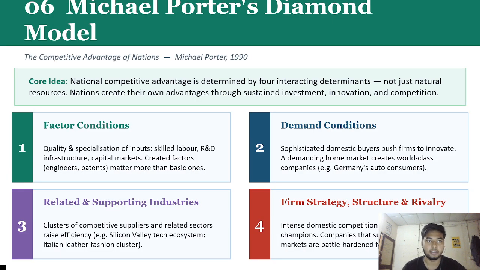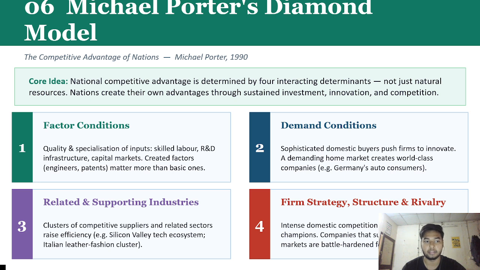Last is Michael Porter's diamond model. Its core idea is that national competitive advantage is determined by four interactive determinants, not just natural resources. Nations create their own advantage through sustained investment, innovation and competition.